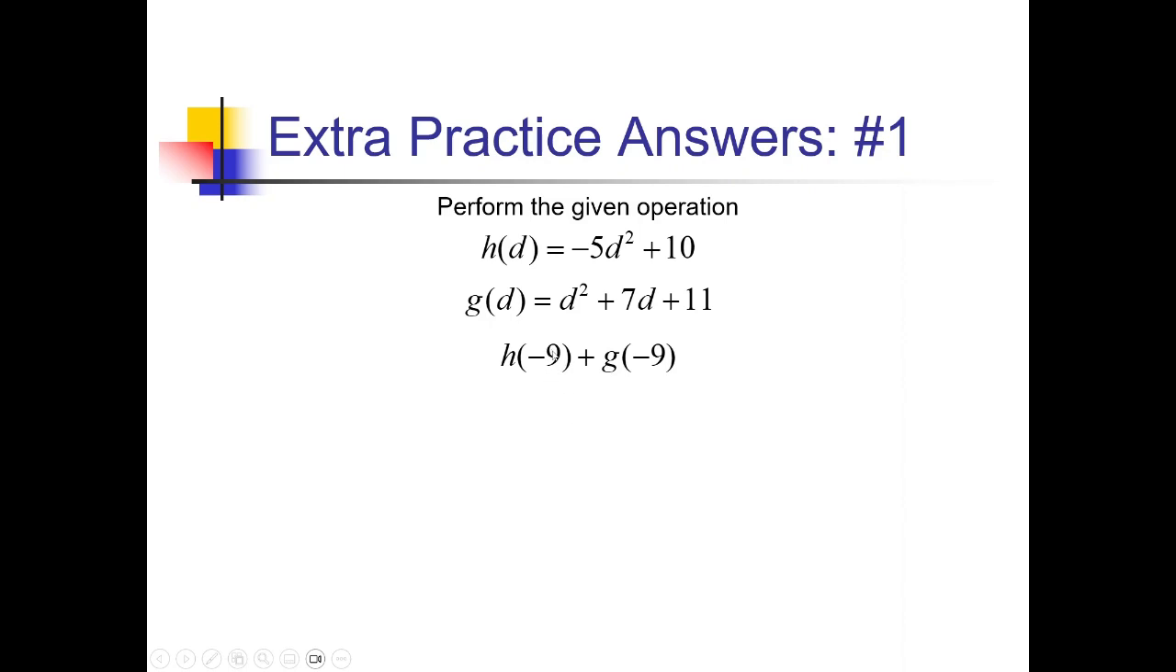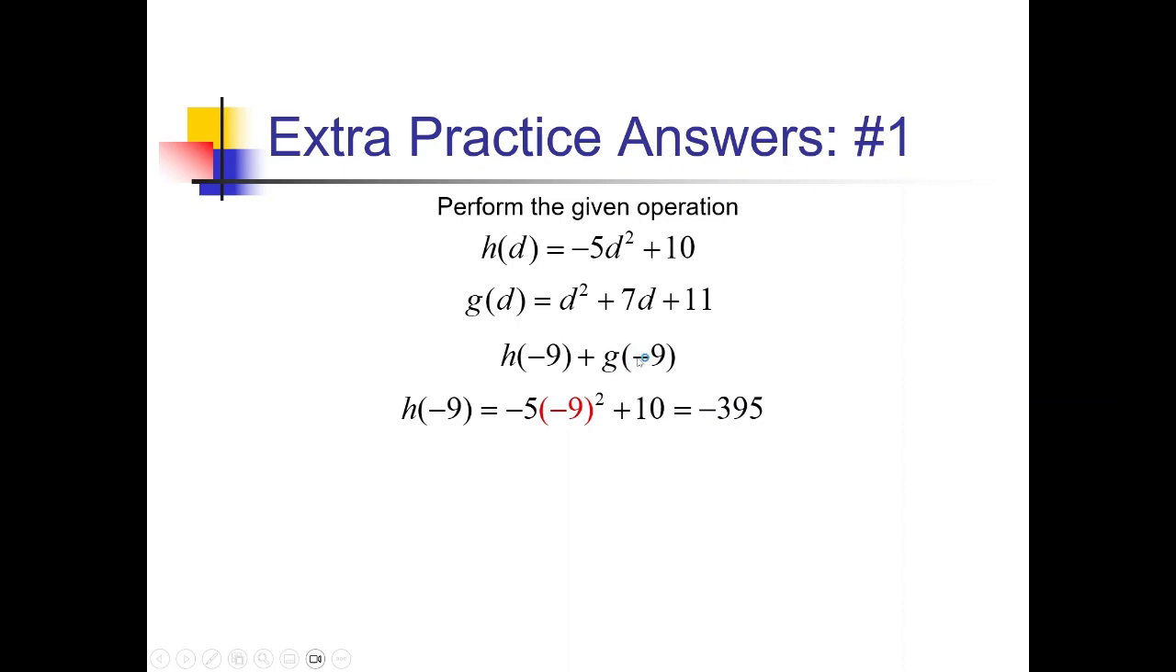So let's do h of negative 9 first. That's going to be negative 5 times negative 9 squared plus 10. So this is 81 because I have to do the exponents first. So 81 times negative 5, that's going to be negative 405. Negative 405 plus 10 is negative 395. So that's h of negative 9.